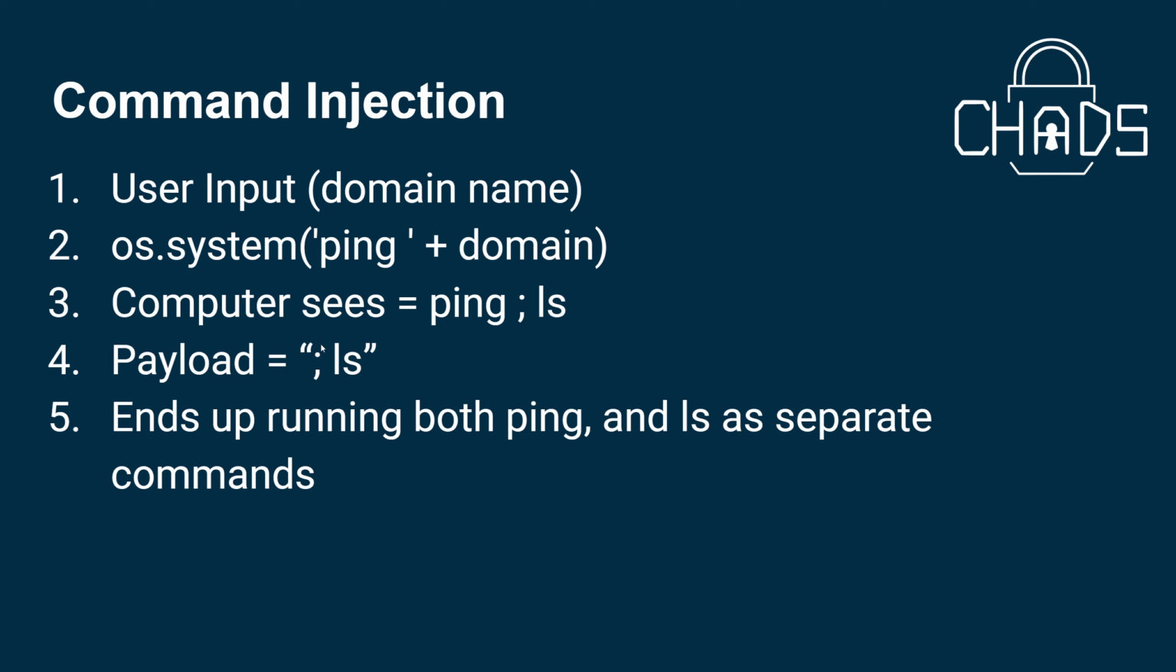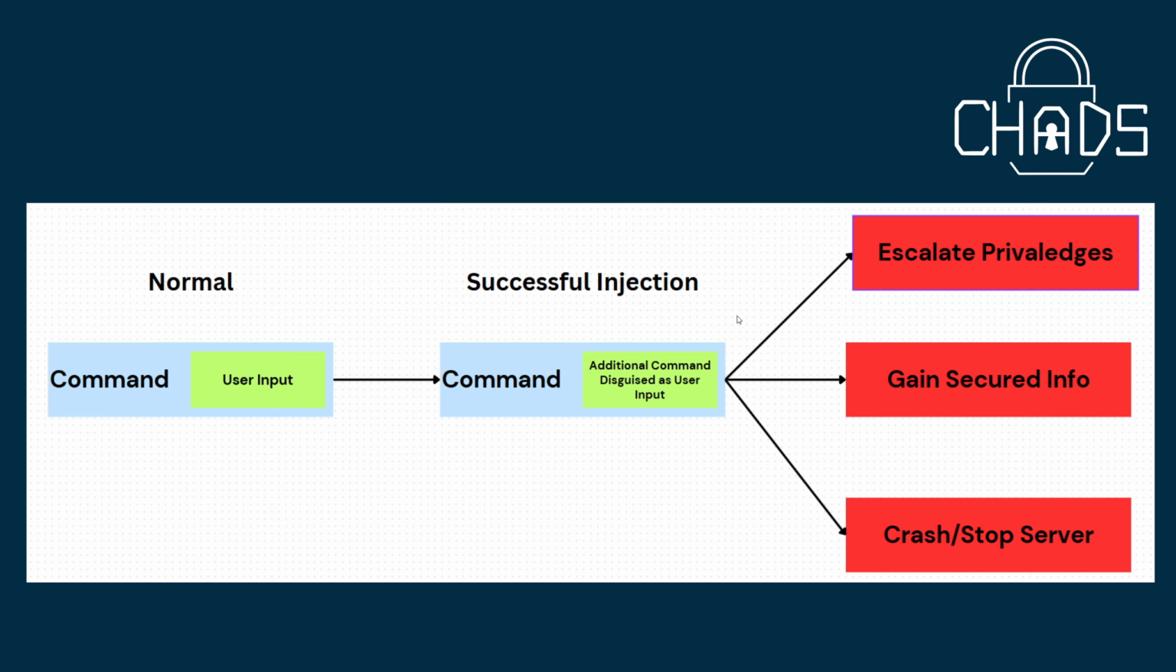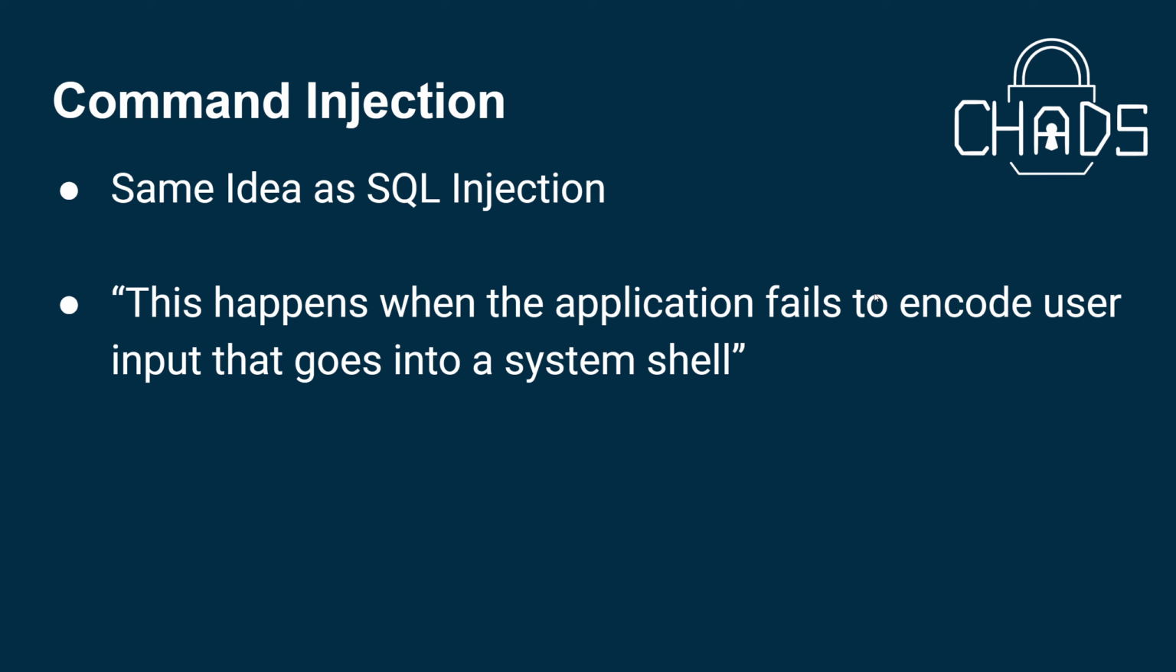However, if we, for example, have our payload as semicolon space ls, then the computer ends up seeing ping space semicolon space ls, where the semicolon is running both the ping and the ls as separate commands. So it'll end up just pinging nothing and then running ls. Because it's additional commands, like before, we can end up gaining info, crashing servers, and escalating privileges, which is what we want to do.